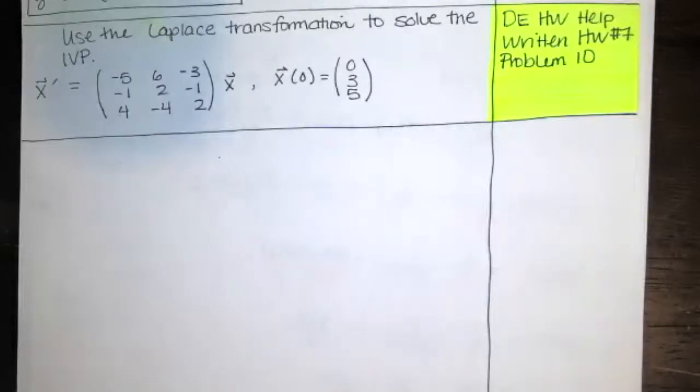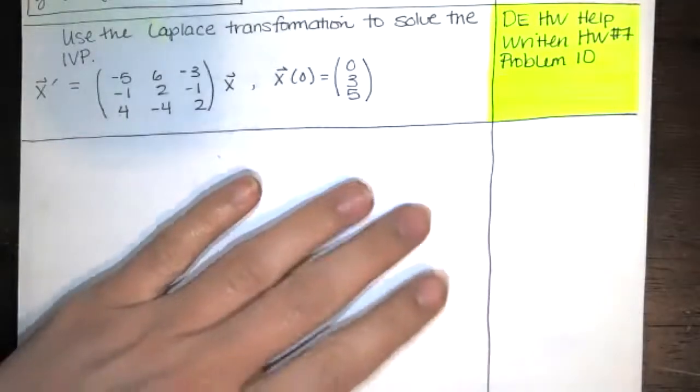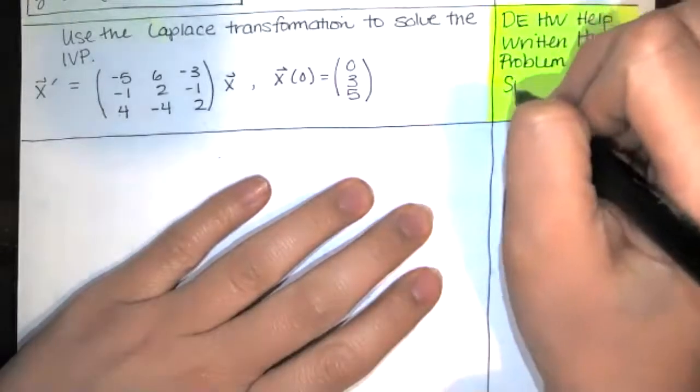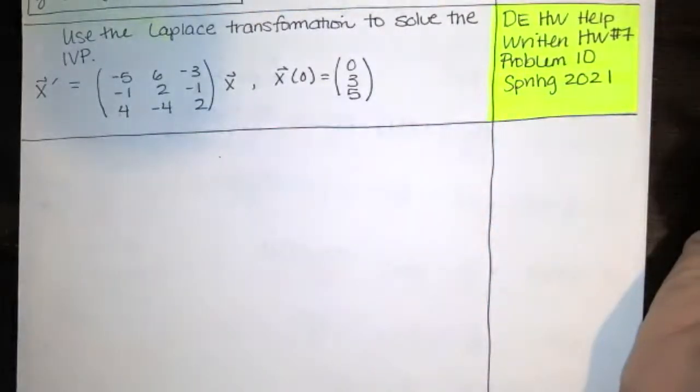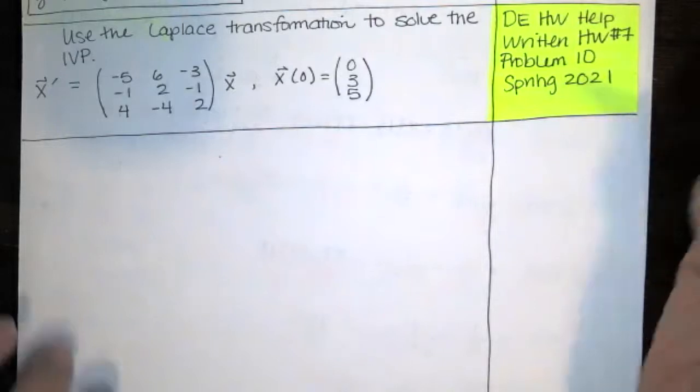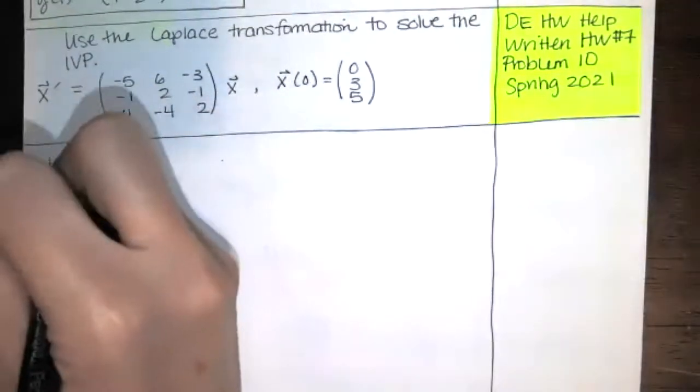In this video, we solve problem number 10 from written homework number 7 in the spring 2021 semester of elementary differential equations at Tulsa Community College. You're asked to use the Laplace transformation to solve the IVP, and what we have is a system of three equations with three unknowns. It's written in vector form, so let's think of it this way.